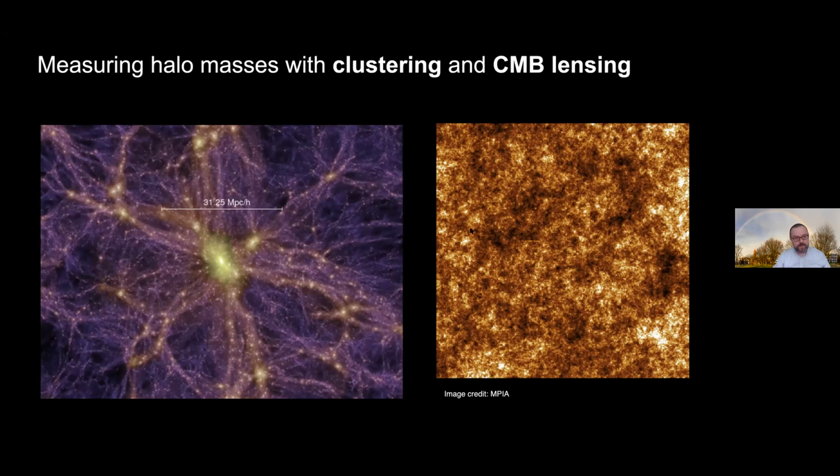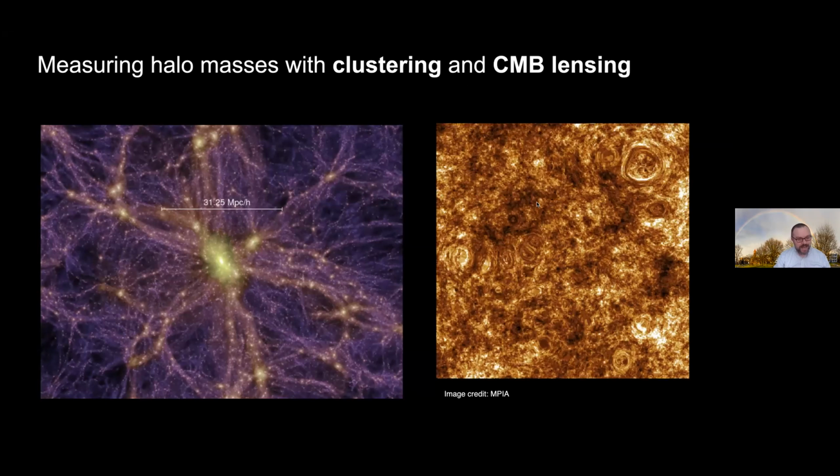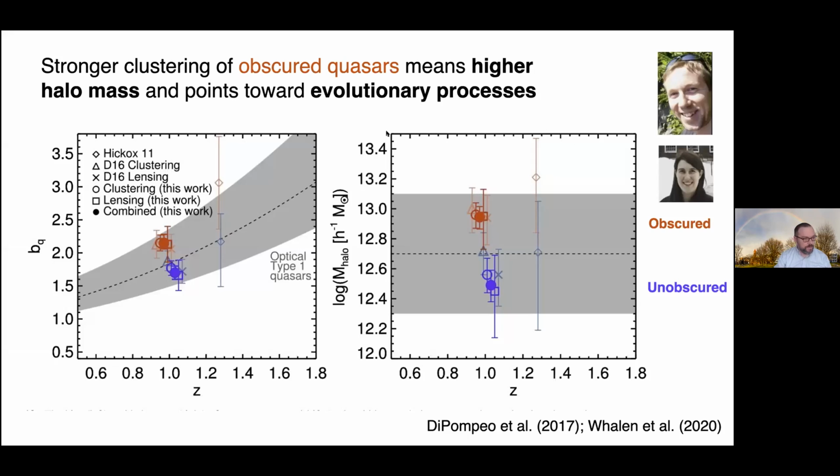This is something our group has been really actively involved in, and I'm not going to go through all the details of this, but just to highlight a nice paper by Mike DiPompeo from a few years ago, where he put this all together, and ultimately obscured quasars are more strongly clustered than their unobscured counterparts. And I think we've established that now pretty clearly.